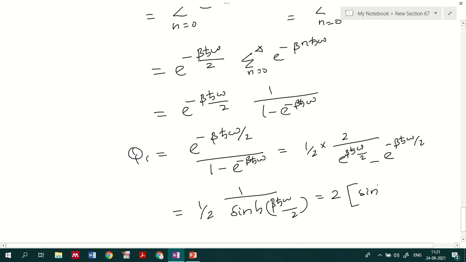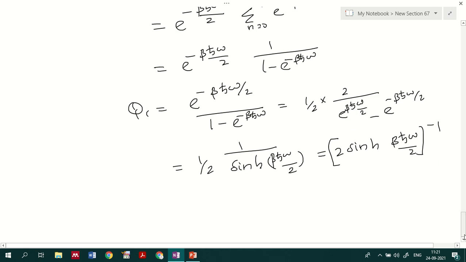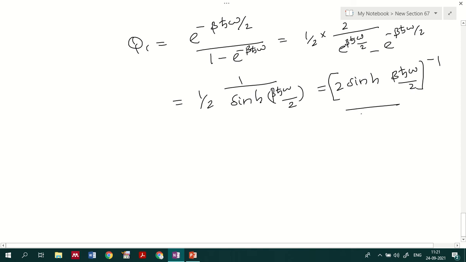So that is equal to 2 into sinh of beta h cross omega by 2, raised to minus 1. So this is how you will be getting the corresponding value.